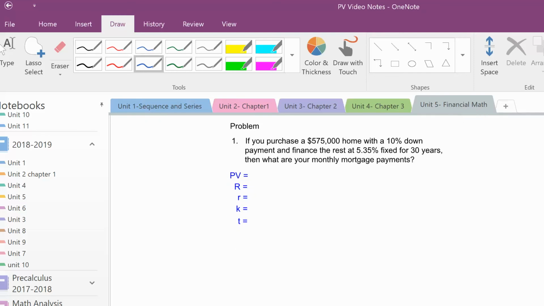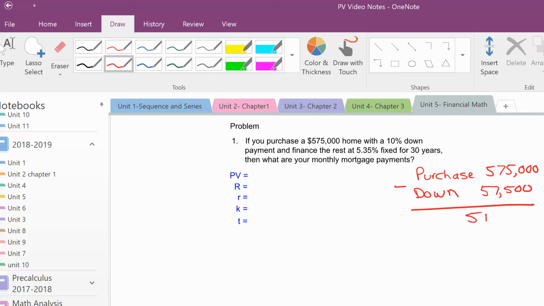If you purchase a $575,000 home with a 10% down payment and finance the rest at 5.35% fixed for 30 years, what are your monthly mortgage payments? So the present value, now remember the purchase price, is $575,000. The down payment is 10% of that, which is $57,500. If you subtract, that gives you $517,500. This is the amount that you borrow. This is the present value.